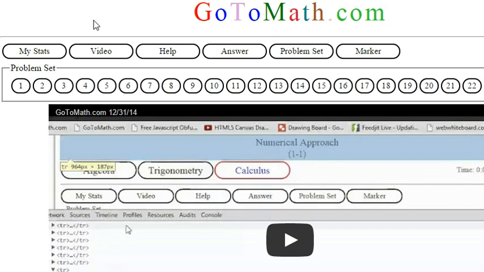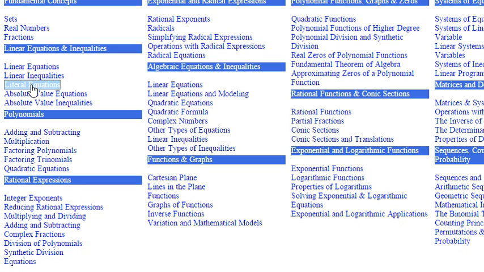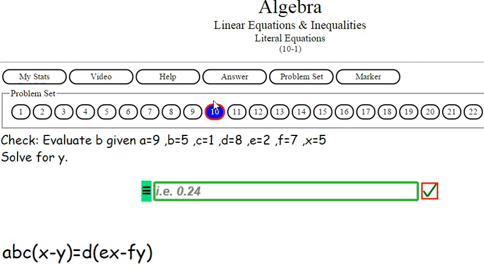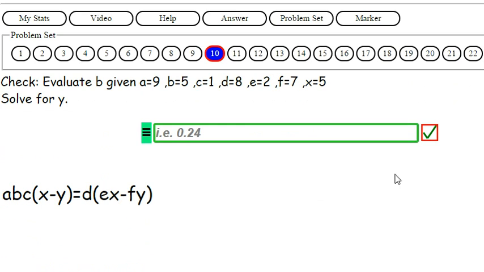Okay, we're going to go to math.com and come down to Literal Equations, I believe we're doing 10.1. 10.1. Solve for y in this equation. Look at that nasty thing. Alright, let me write that down. Maybe give you some time to write it down.